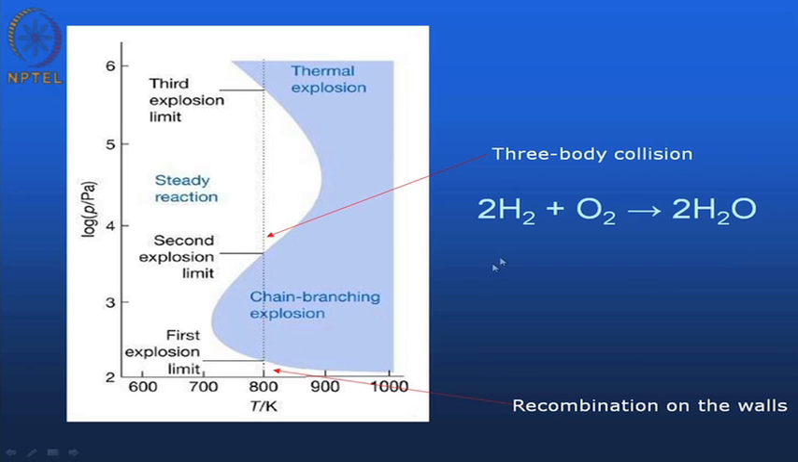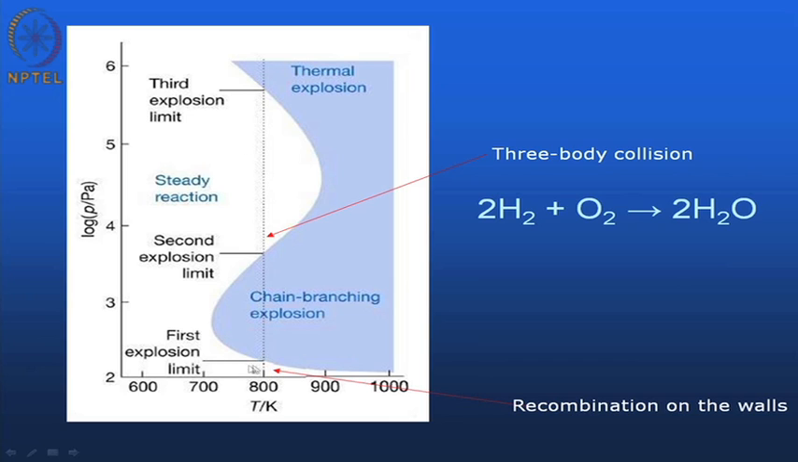So, this is a typical H2 plus O2 producing 2 H2O situation. This is the plot of P versus temperature. Now this is the region where chain branching and explosion happens, and here thermal explosion happens. And in this pressure region, this is your steady reaction region. And these are the three explosion limits.